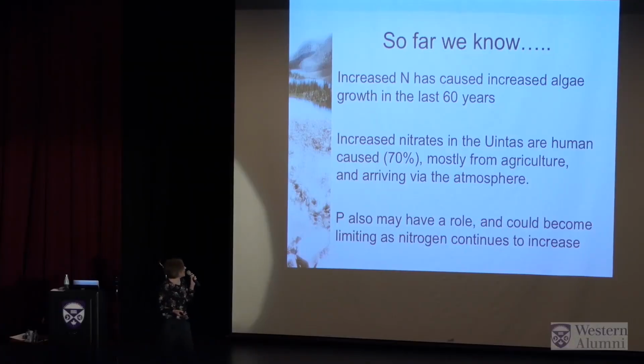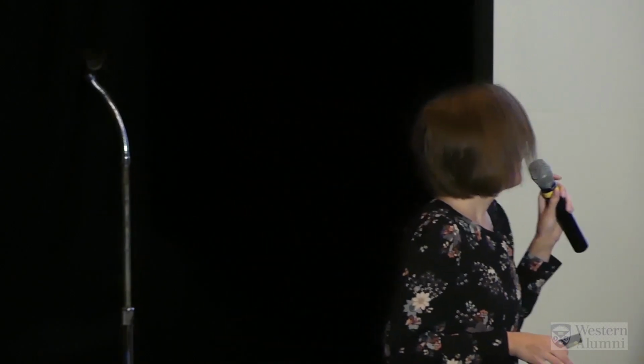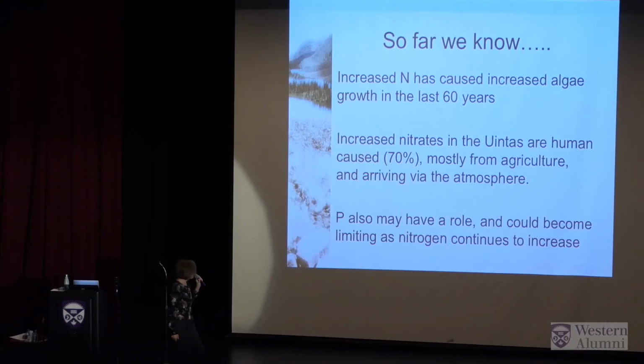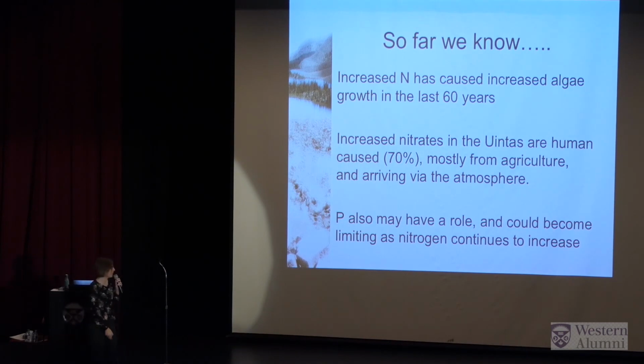So far we know that increased nitrogen has caused increased algae growth in the last 60 years. Increased nitrates in the Uinta Mountains are human-caused, over 70%, mostly from agriculture and arriving through the atmosphere. Phosphorus may also have a role, and it could become limiting as nitrogen increases because alpine systems have that special possibility of being co-limited.